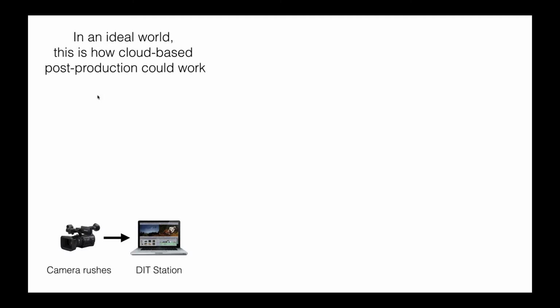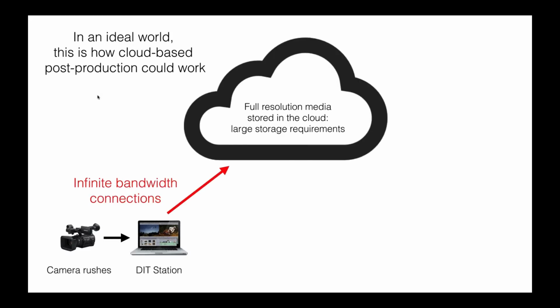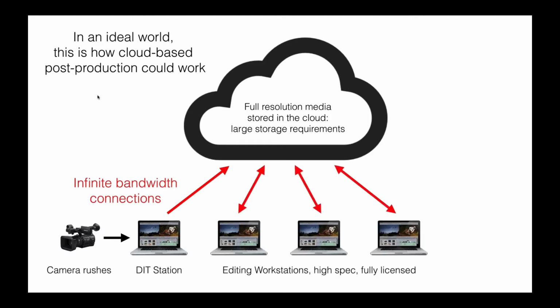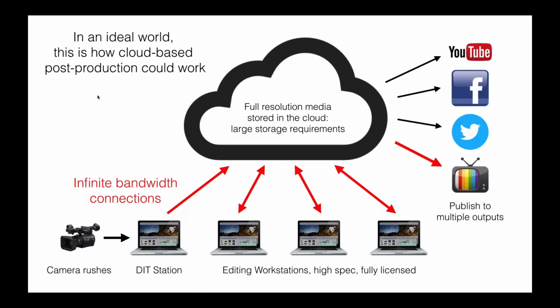You take your camera rushes, you transfer them to your DIT station on location or wherever you may be, and we'd all have infinite bandwidth connections and huge amounts of storage in the cloud, so we'd just squirt all our full resolution material up into the cloud, and then we'd have various editing workstations scattered around, and they would also be connected to the cloud with those infinite bandwidth connections, and so we'd just be able to work from the full resolution material in the cloud. And then we'd publish out, nothing would be a problem.